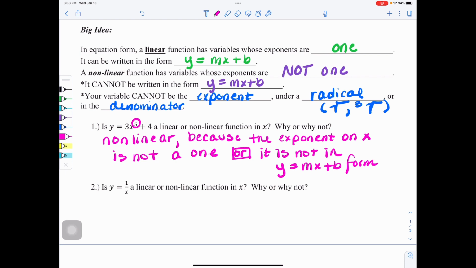Number 2, is y equals 1 over x a linear or nonlinear function in x? Why or why not? So if we go back to the big ideas and we actually look at this last starred point, remember, it's nonlinear if the variable is the exponent, or if anything's under the radical, or if the variable's in the denominator. So technically, this fits the denominator case, right? It's in the bottom. I know it's nonlinear.